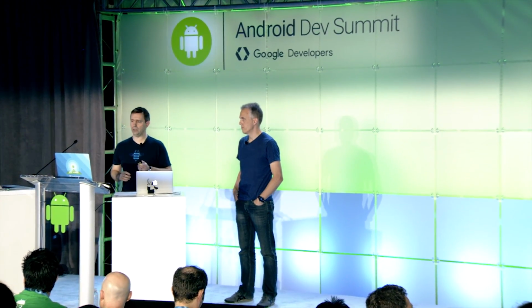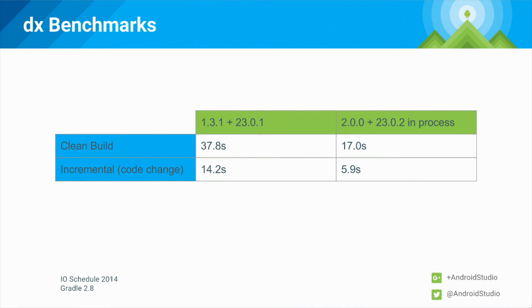So let's look at some benchmark. This is I/O schedule 2014. There's about 15 or so dependencies, maybe a bit more than that. As you can see, both clean builds and incremental builds are much, much faster.